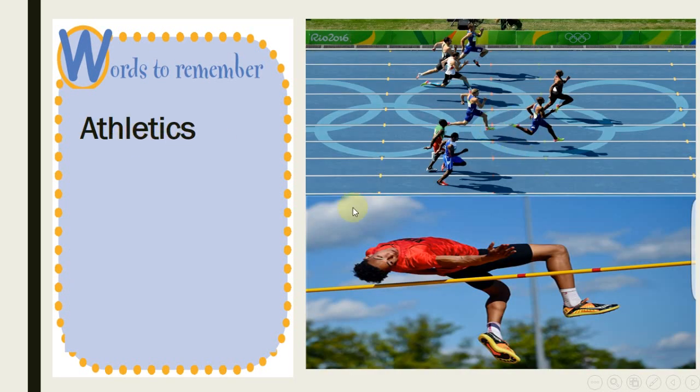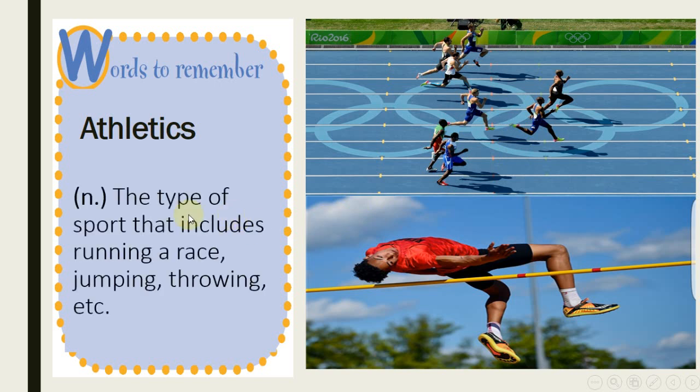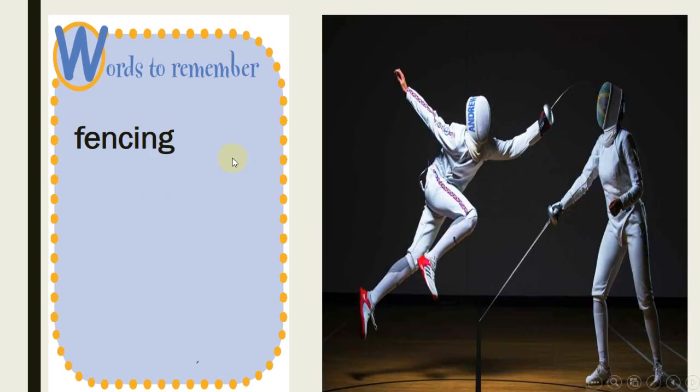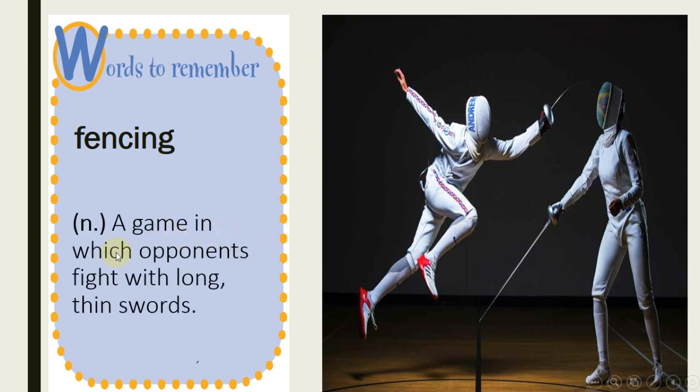As you can see from the photo, they are the sports, and it is a noun. The type of sport that includes running, a race, jumping, throwing, etc. الألعاب القوة, athletics. Okay. Next, as you can see from the picture here, and already guess the meaning, اللي هي المبارزة. Okay. It's a noun in which opponents fight with long, thin swords, سيوف.